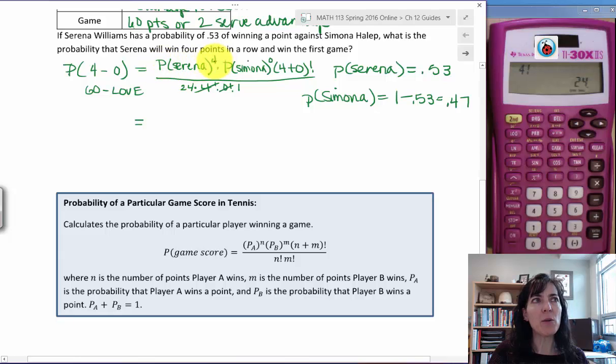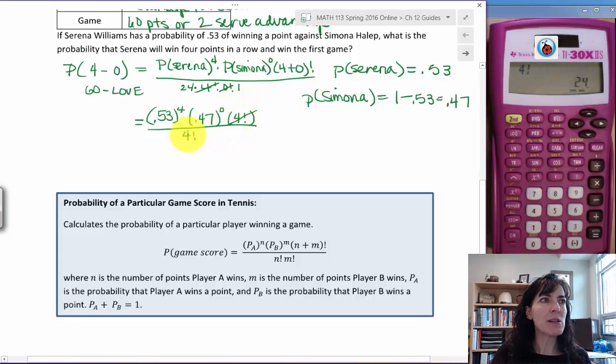Let's look at that numerator though, because I've got some things that I haven't put in yet. Probability for Serena making a point raised to the fourth power. The probability of Serena making a point is 0.53, so 0.53 to the 4th power times the probability for Simona, which is 0.47 to the 0th power. And then 4 plus 0, that's just going to give me 4 factorial multiplied in by the numerator. And remember, we had 4 factorial in the denominator times 1, which is just 4 factorial. And that's convenient because then these two 4 factorials reduce.